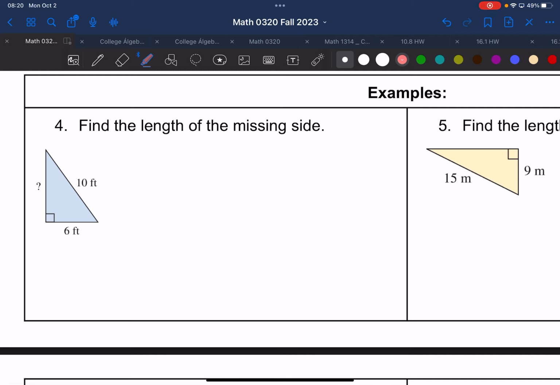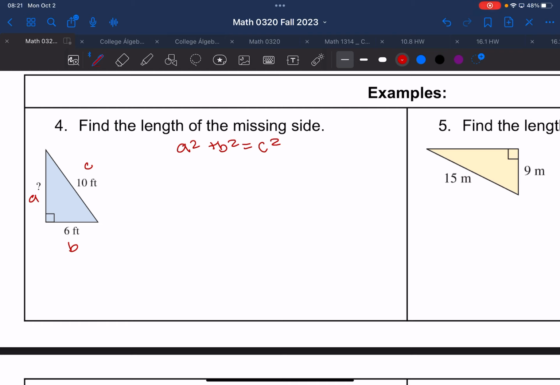So number 4 says find the length of the missing side. So the first thing I like to do is write my equation down. So a squared plus b squared equals c squared. And then I'm going to go through my triangle and I'm going to label a, b, and c. So that missing value here is going to be what side? A or b? Good. So a. The 6 is B, so that means the 10 is C. That diagonal is always C. You can mix up the A and B values, and it's not going to change your answer, but that C has to be the diagonal.